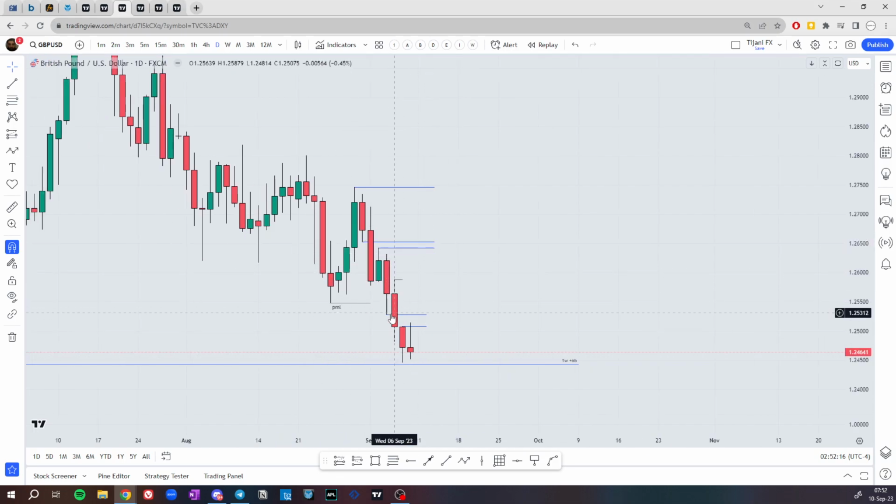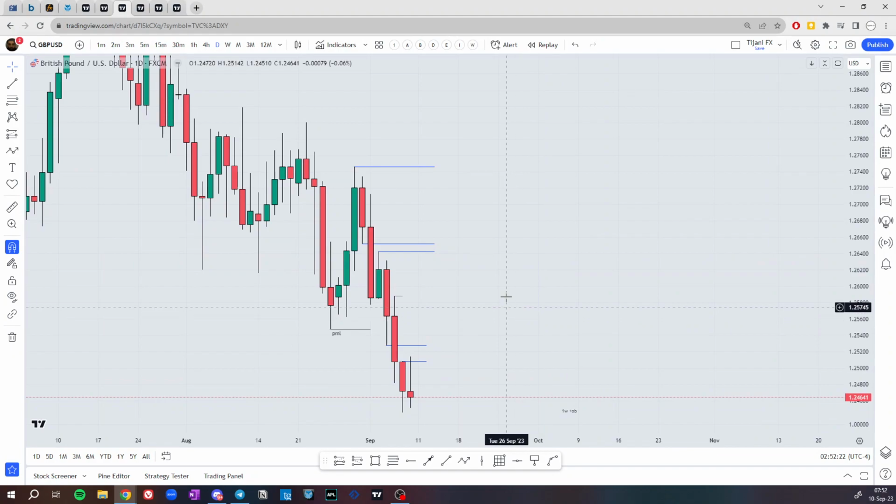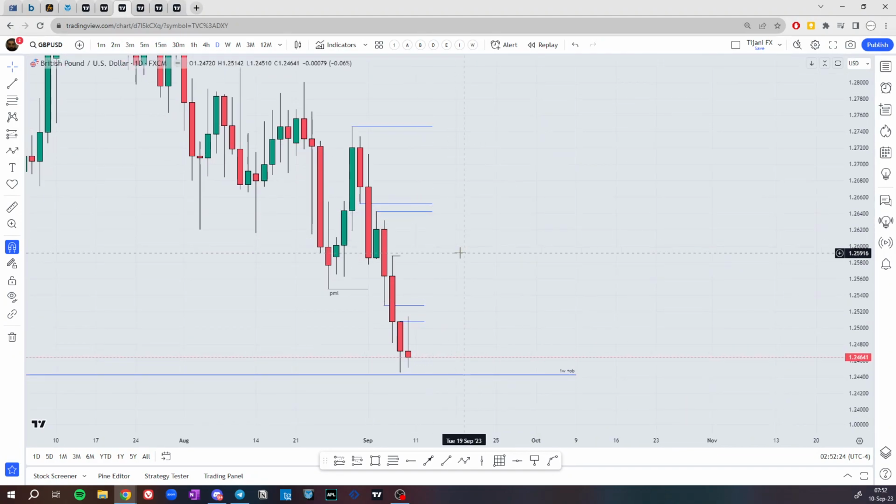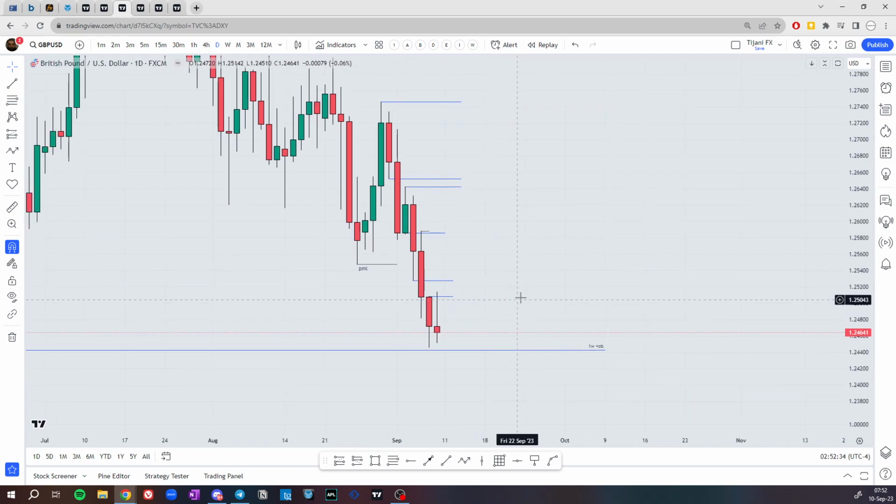Once price has dropped lower here, taking the previous monthly low without filling this daily fair value gap, I was no longer waiting for this fair value gap to be filled. And we had this daily order block. As we see, price has retraced to this daily order block. Then we had a continuation lower.